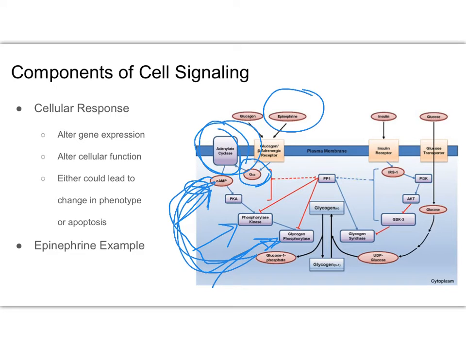And then my cellular response is to break down the glycogen and release those glucose pieces out into the bloodstream. So my response was I altered cellular function by producing this enzyme. Not making glycogen, releasing glycogen, breaking down the glycogen to release the glucose.